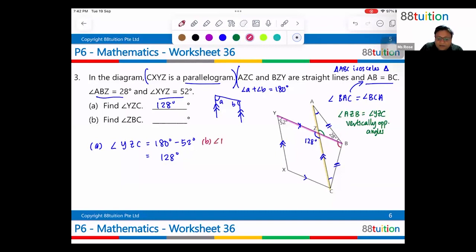Angle BAC is equal to 180 minus 128 and 28 to give me that small angle there, which is angle BAC, 24 degrees. So if this is 24 degrees, that means this is also 24 degrees.